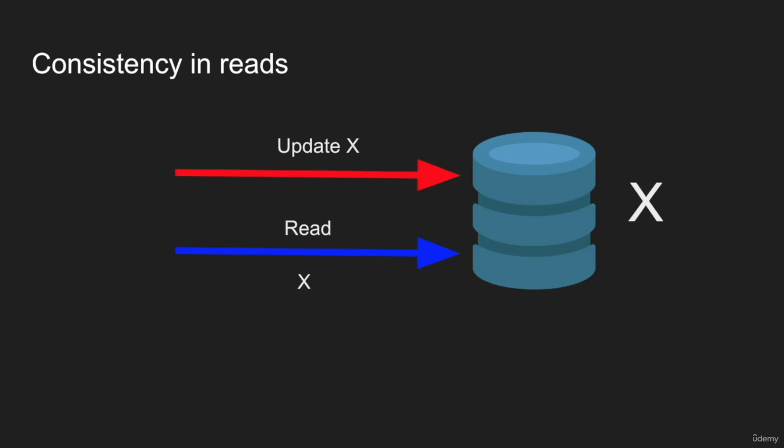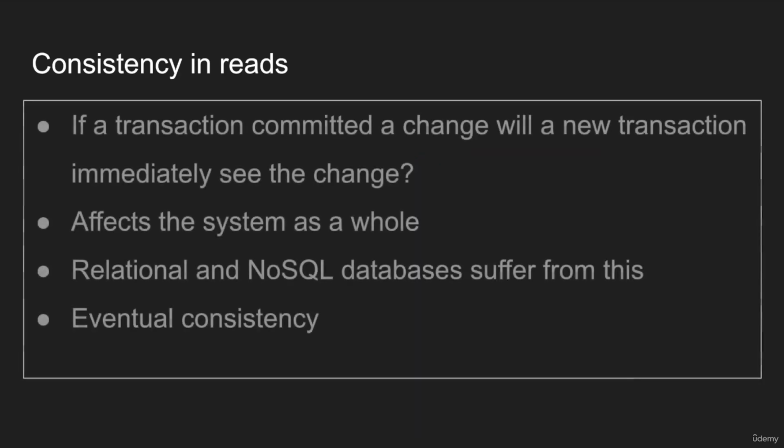You might say, Hussein, that's just obvious. Well, not all the time. Let's take an example. If a transaction committed a change, will a new transaction immediately see the change? That's what it really boils down to, right? If I committed a change to a database and then I issue a read immediately and I don't see that change, then you are inconsistent effectively, because you just read something that is not really the value that you're supposed to get, and it affects the system as a whole.